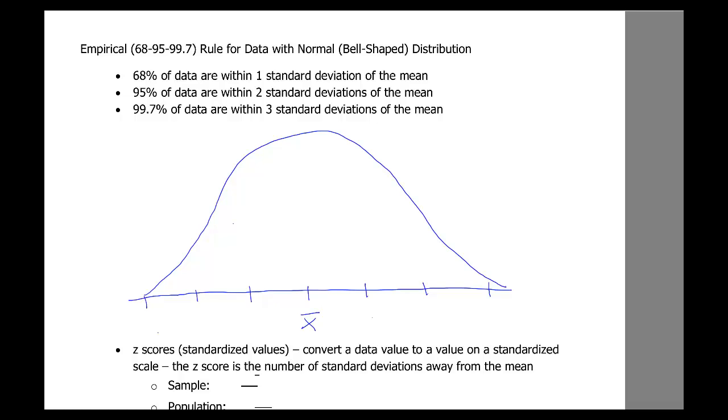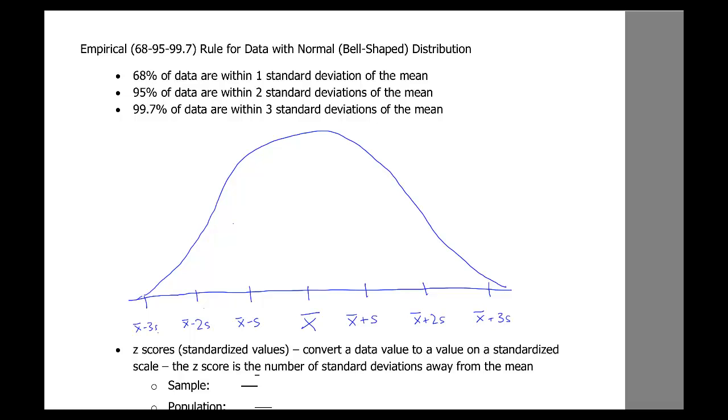Okay. So this tick mark right here would be the mean plus 1 standard deviation. This would be the mean plus 2 standard deviations. And then we have the mean plus 3 standard deviations. And there's just a little tail left over here. Okay. And then going back the other way, we have the mean minus 1 standard deviation, the mean minus 2 standard deviations, and the mean minus 3 standard deviations. And then again, just a little tail left coming out over here.